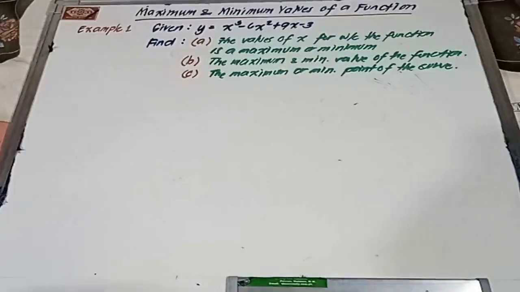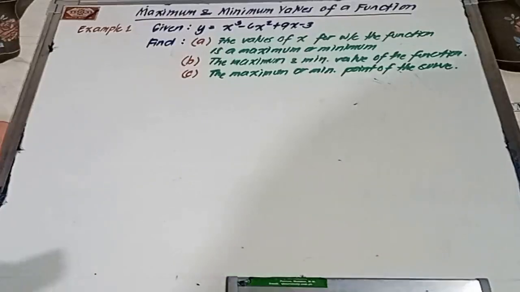Okay, so this is my first example about the topic maximum and minimum values of a function. Given the function y equals x cubed minus 6x squared plus 9x minus 3, find a, the values of x for which the function is a maximum or minimum, b, the maximum and minimum values of the function, and c, the maximum or minimum point of the curve. Okay, so tatlong hanapin natin.